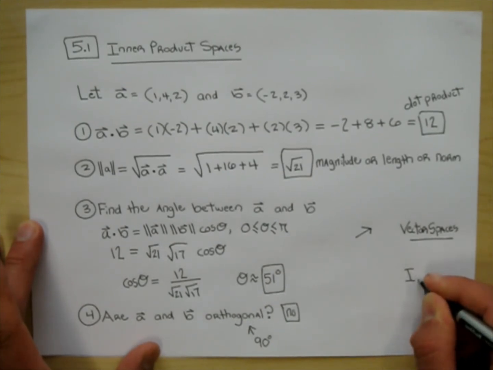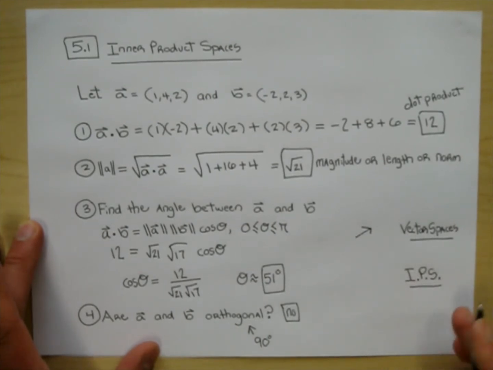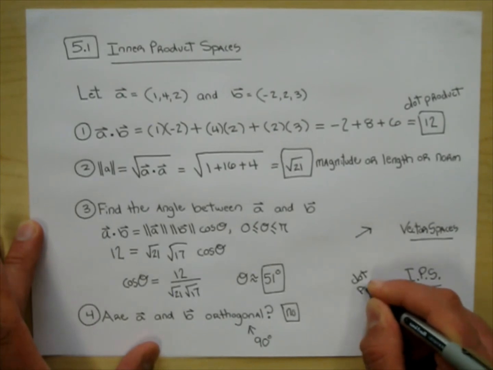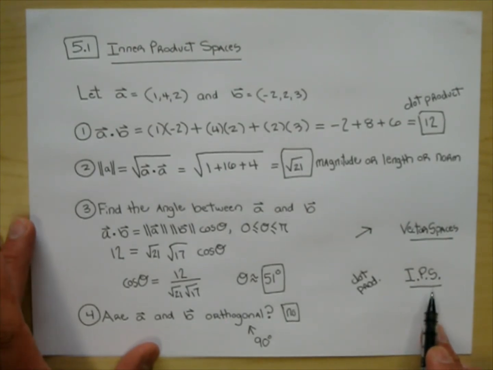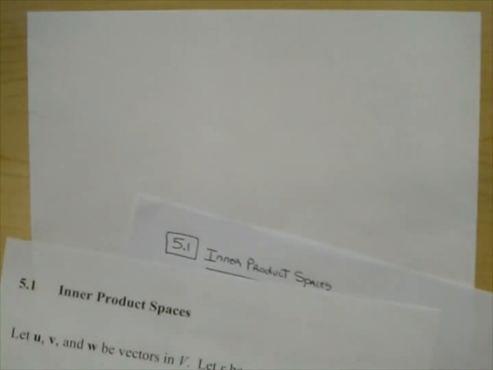So inner product space is a generalization of the dot product. So the dot product, we think we know the dot product, and we do, but an inner product is going to generalize the dot product. So let's see if we can do that. Trying to find the definition. I think we need some definitions here.